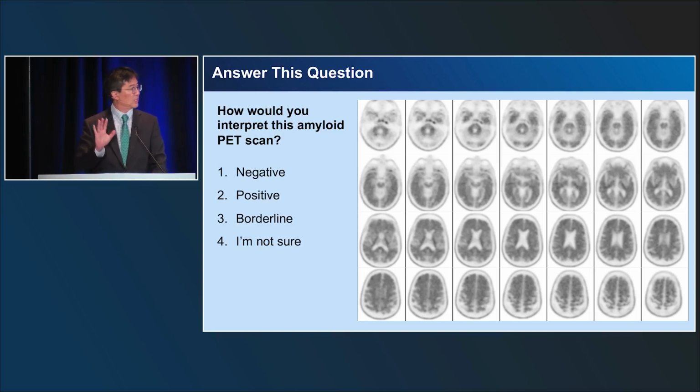So looking at this, can you see a white matter pattern here? Can you trace out where you know that white matter to be in the periventricular distribution, the perioccipital ridge? So think about that. White matter pattern, yes or no? And then answer the question, how would you interpret this amyloid PET scan? Negative, positive, borderline, or I'm not sure.